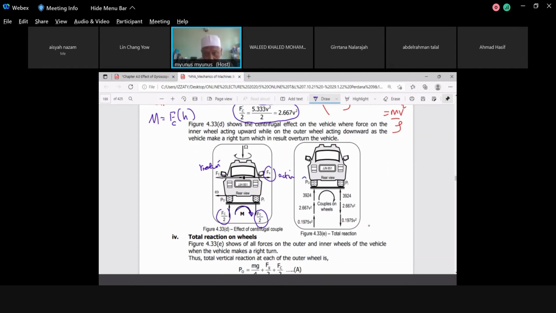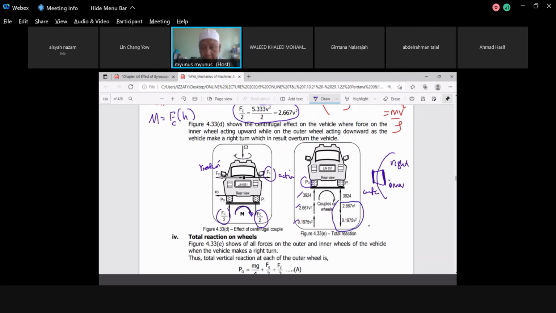How do you know it is the outer wheel? Remember, as the vehicle turns, this one turns here. This one is right. So all this part becomes inner. This one becomes outer. This one is inner. This one is outer wheel. So you have here, here, here. Every force here is pointing upward, right? But you find this one pointing upward, this one is pointing downwards.